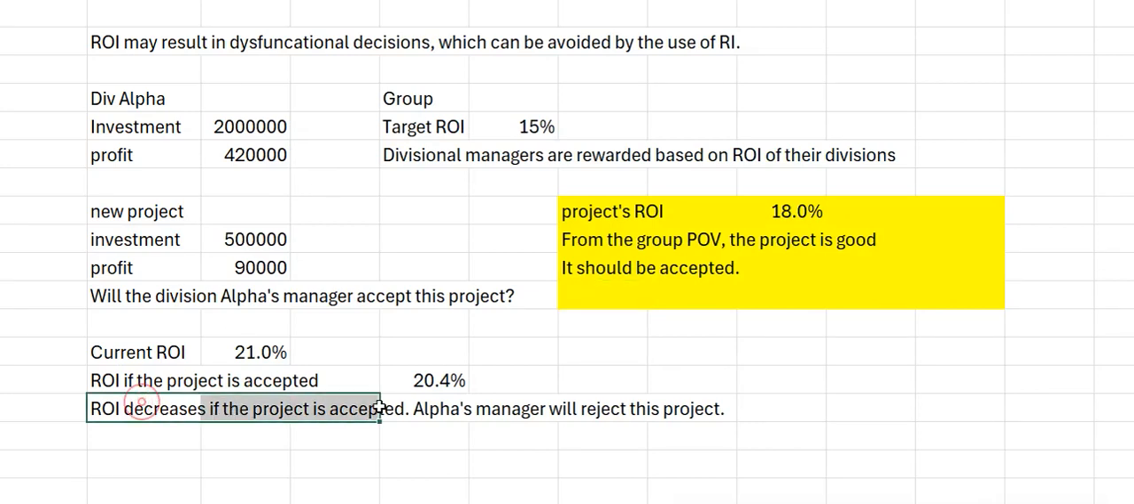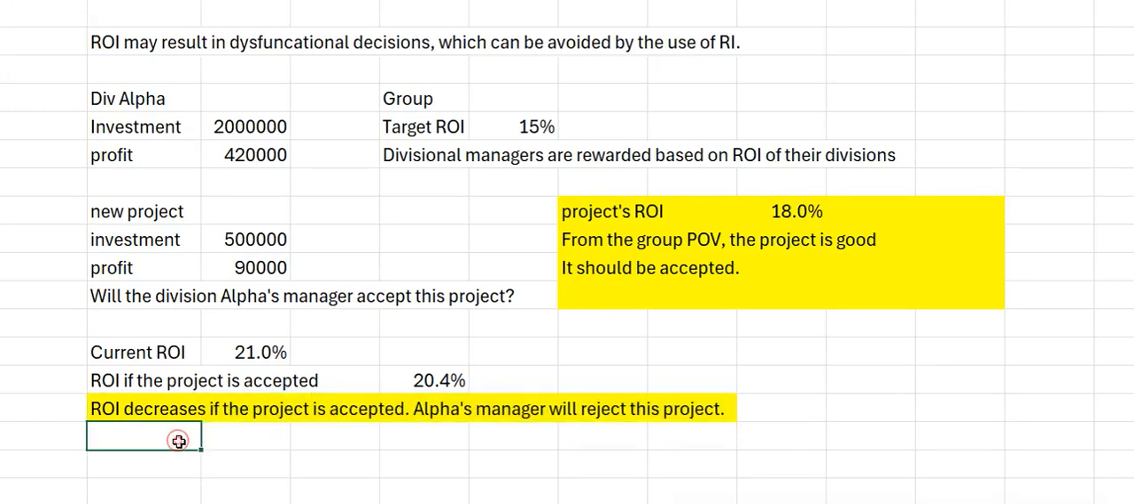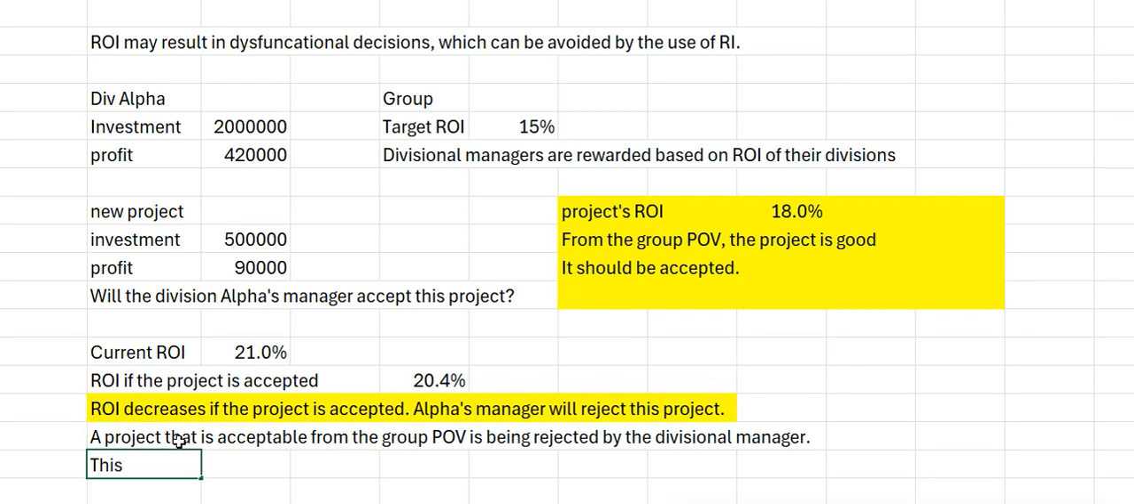But what did the manager decide? Manager decided to reject this project. Do you see a conflict here? Good project, manager is rejecting. This is what we call dysfunctional decision. A project that is good or that is acceptable from the group point of view is being rejected by the divisional manager. This is dysfunctional decision. So what is the meaning of dysfunctional decision? The divisional manager's decisions are not aligned with the group's policy, group's expectations.